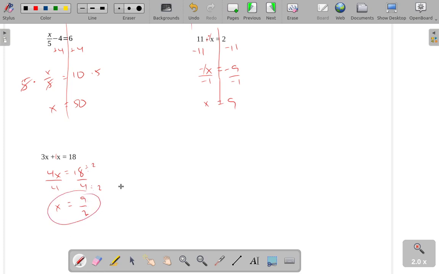If I wanted to check that one, I'd probably plug in 4.5 into the calculator, since 9 divided by 2 is 4.5. But I think we've seen enough of those, so I'm going to just call it there.